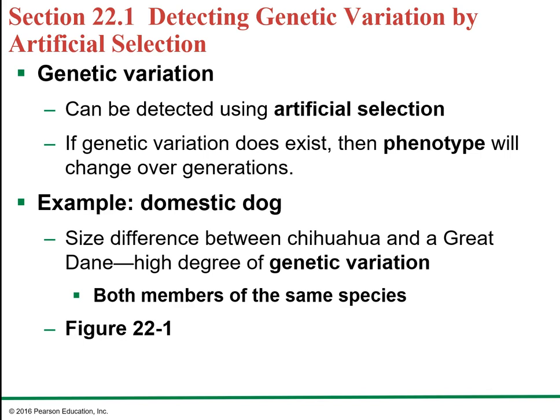Now, one of the ways you can talk about genetic variation, or one of the ways to detect genetic variation, is by artificial selection, okay? And so you can basically visualize this with one good example, dogs, right? Different breeds of dogs. So let's just kind of talk about this, right?